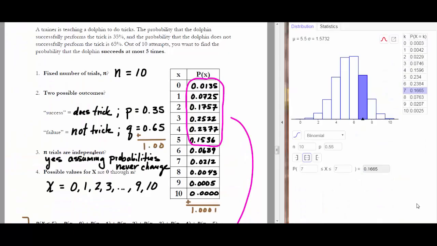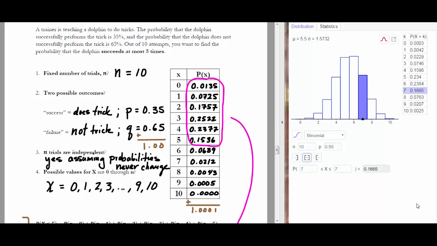Class, section 4.3, binomial distribution. All right, this one says a trainer is teaching a dolphin to do tricks. The probability that the dolphin successfully performs a trick is 35%. The probability that the dolphin does not successfully perform the trick is 65%. Out of 10 attempts, what do you find?